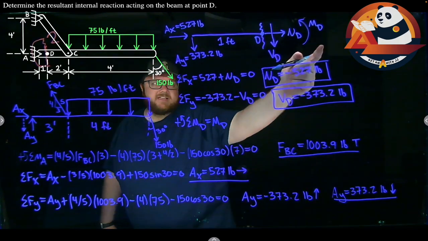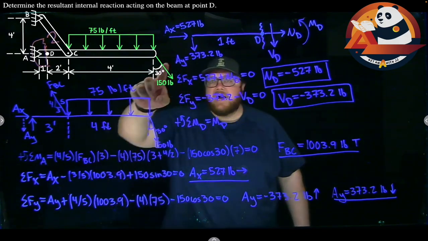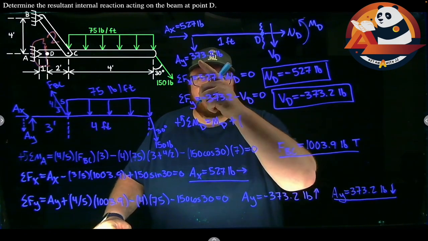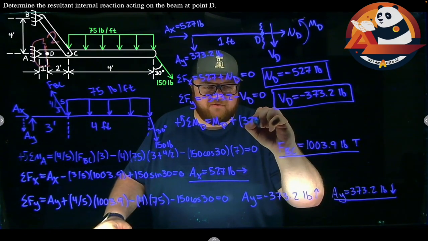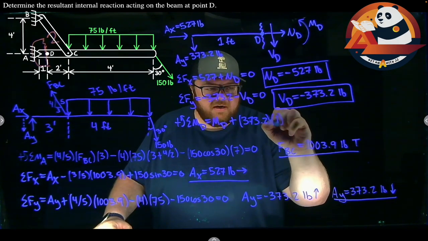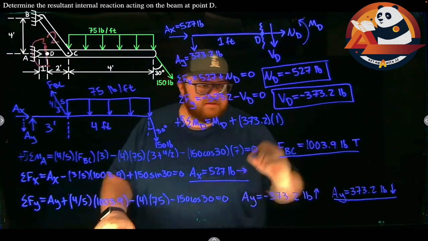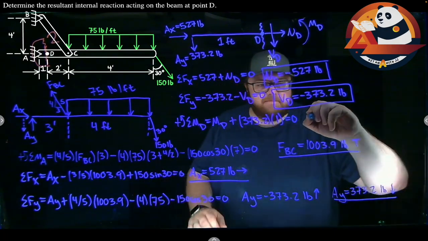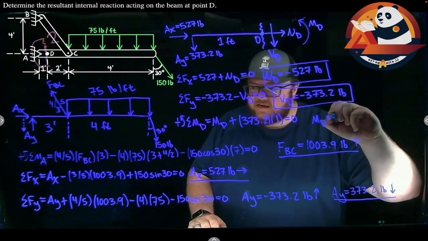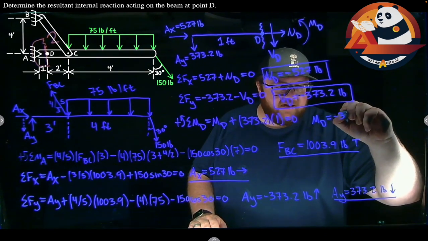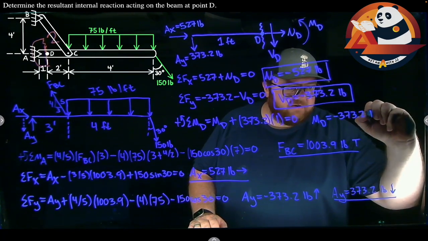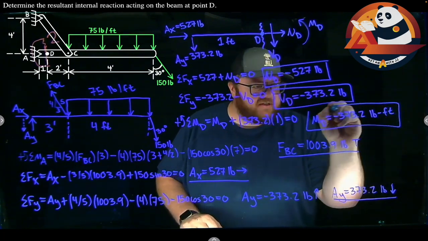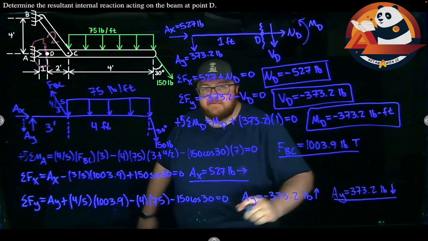But the only other thing that I have, and it's going counterclockwise, so I do put it in as positive, I need to get the moment from AY in here. It will also cause a counterclockwise rotation, so plus force times distance. 373.2 force times my distance is just 1 foot, times 1, is equal to 0. Which if I solve for MD, my moment at point D is negative 373.2 pound-feet. And we have a positive sign convention for this, so I need to put a direction on that.